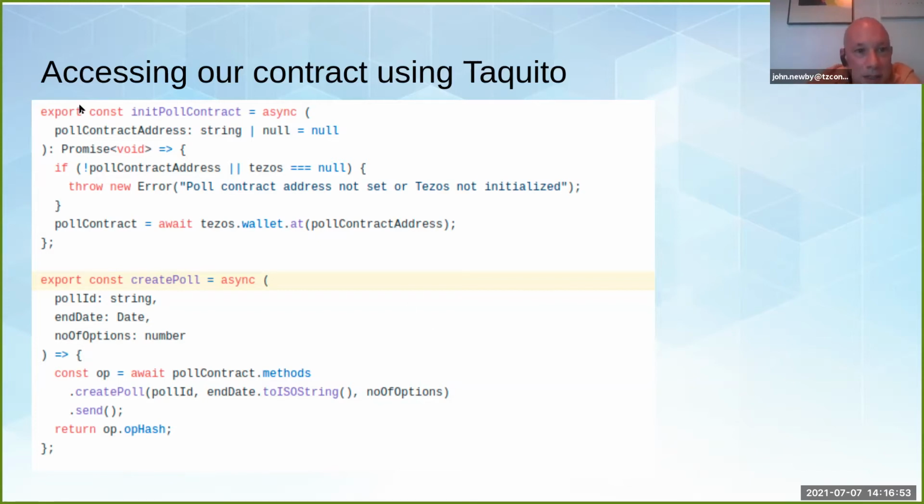As you can see at the start, we initialize the contract. And so we put the address in and we wait for the wallet, the adapter, to connect to it. And then we have this create poll method, which calls a method in the contract and returns the hash of the operation that was called.